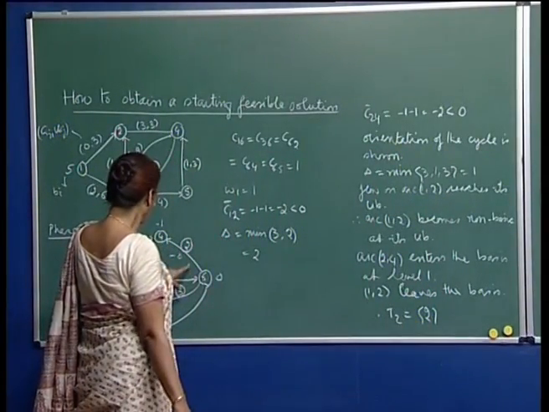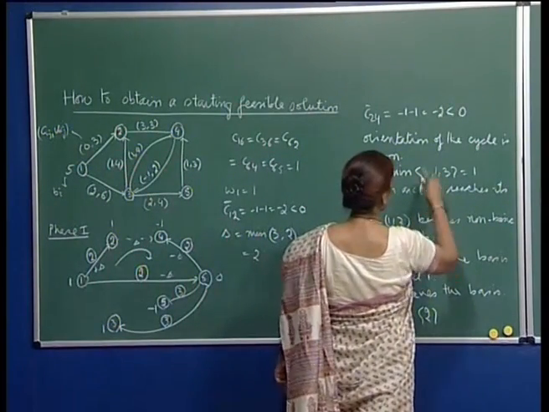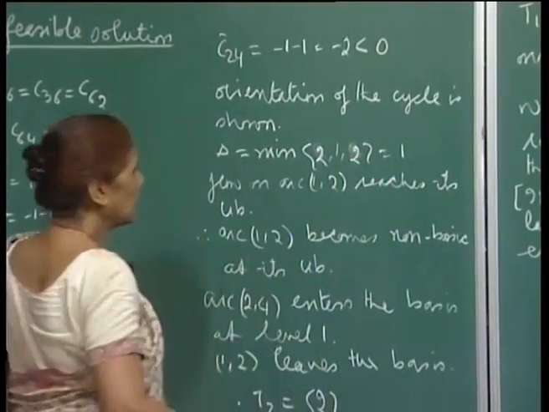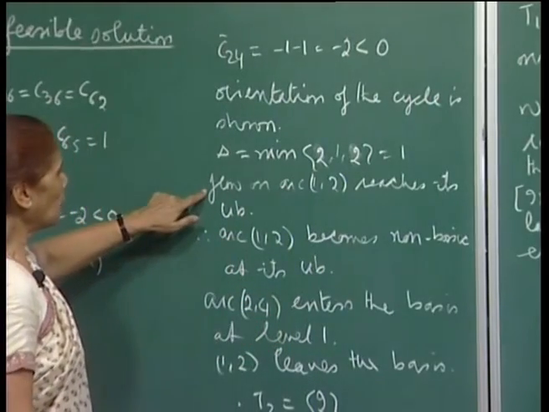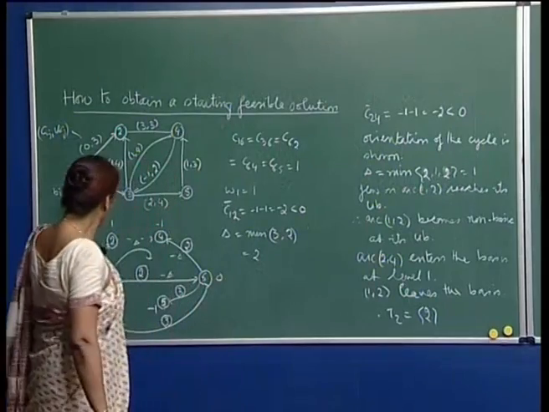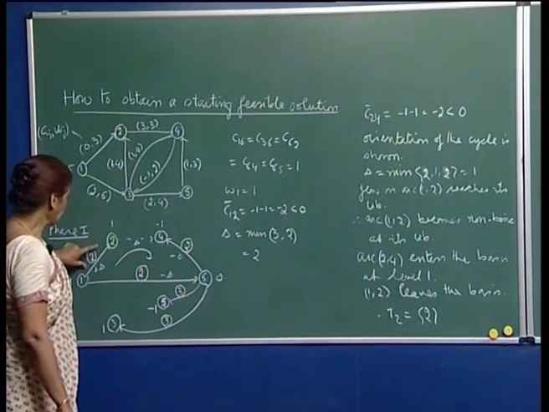Actually, this is only 2, 2. I should not have written 3, 3, it should be 2, 2. In any case, the minimum value is not affected. So, delta is equal to 1, and the flow on arc 1 2 reaches its upper bound. Once I increase the flow by 1 unit here, the flow has gone up to 3 units, so this reaches its upper bound.